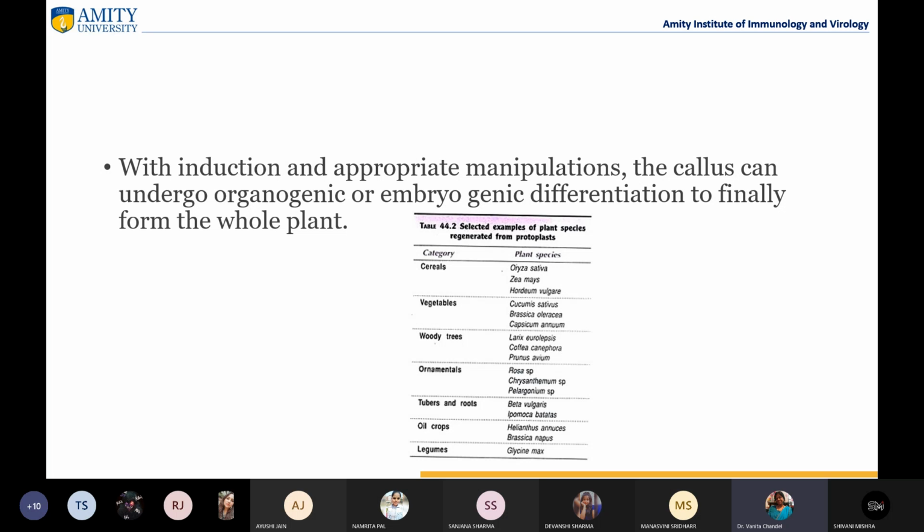Another important factor is if we want certain desirable characteristics to be introduced into the plant. Protoplast isolation and protoplast fusion is one of the best methods to go for this kind of process. And in genetic engineering techniques in plants also, this method of protoplast isolation and fusion is very commonly used, right?